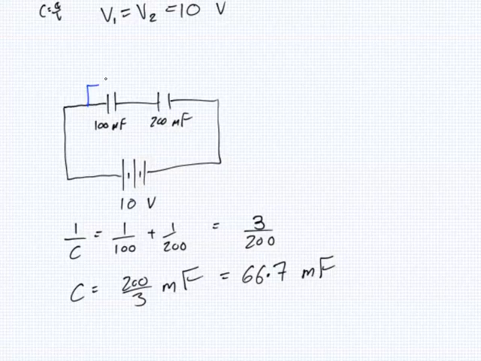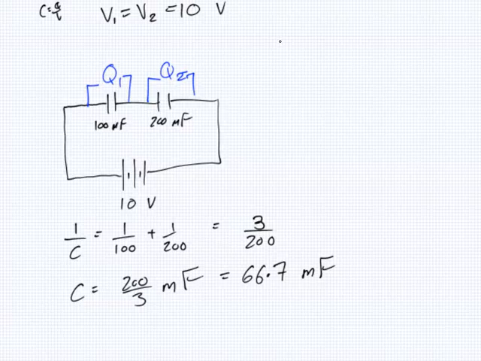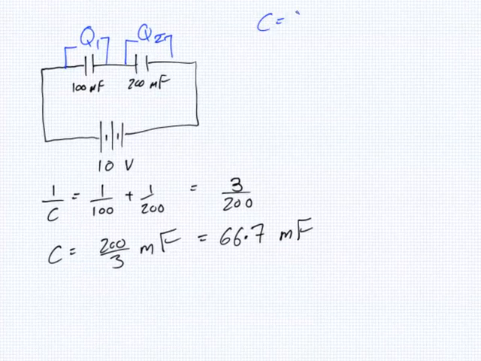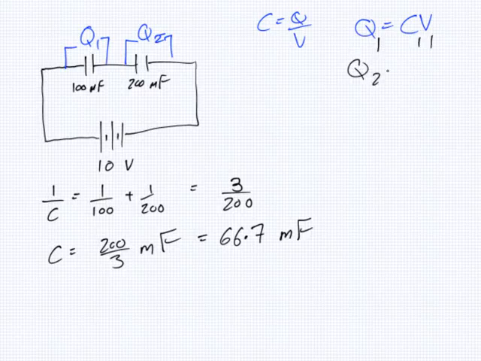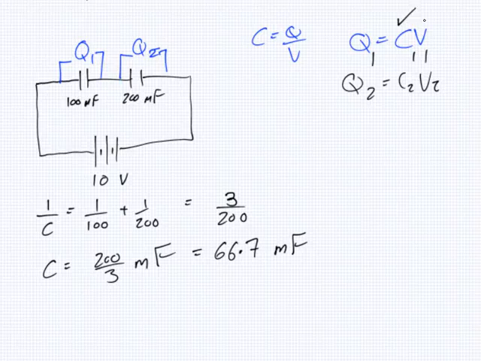So here is Q1 and here is Q2, and we have the formula C equals Q over V, so Q equals CV. Yes? Now watch carefully. I want to know the Q1 and I want to know the Q2. They're equal. Do I know what the C1 is? Yes. Do I know the V1? No, I do not. Do I know the C2? Yes. Do I know the V2? No.